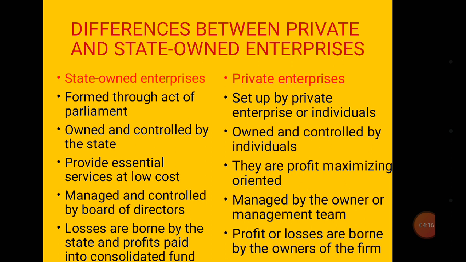Then finally, profit and loss distribution is another area. Losses are borne by the state and profits are paid into a special fund called the Consolidated Fund. That is for state-owned enterprises. But for private enterprises, profits or losses are borne by the owners of the firm. So, when there is a loss, it is borne by the owner. When there's a profit, it is borne by the owner. But for state-owned enterprises, when there's a loss, it is borne by the state. And when there are profits, these profits are paid into the consolidated fund of the state.